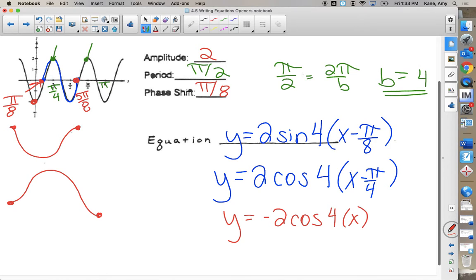There are so many equations you can write for one graph, whether you're looking at sine or cosine. The more periods that are given, the more equations that you can create. Questions? Do secant and cosecant have graphs? Yes, that's what we're going to graph next week. They're kind of like inverses of what we have, reciprocals of what we have.